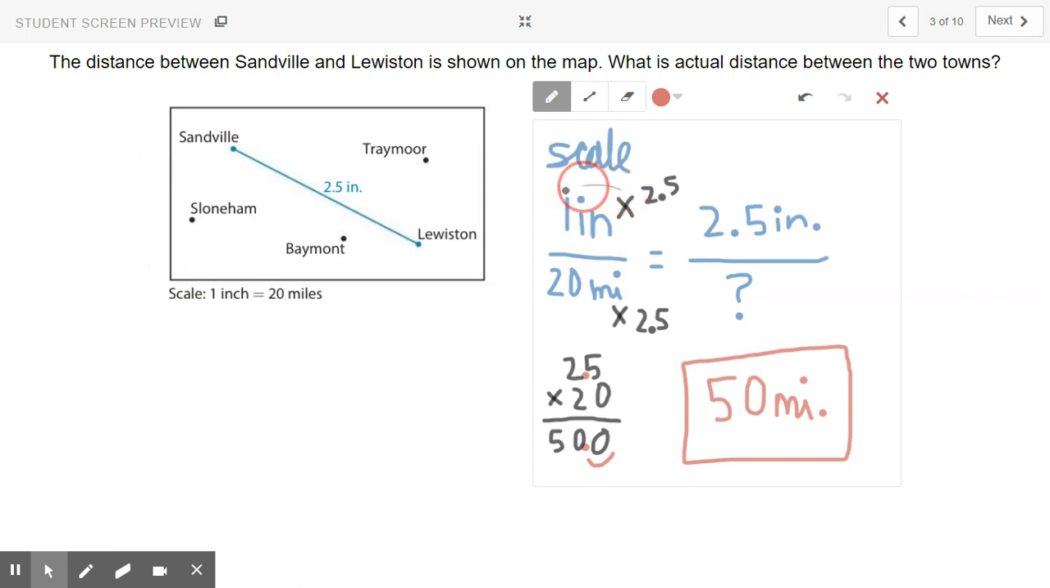The first thing I would do is take the scale and then we could set up our proportion. Now on the map, it's 2.5 inches. So I'm going to write 2.5 inches on top because that's the map's distance. What I'm trying to find is the actual distance. Looking at this, 1 times 2.5 is 2.5. So 20 times 2.5, I show that work on the bottom. Act like you're multiplying whole numbers, then put the decimal back in, and the answer is the actual distance is 50 miles between Sandville and Lewiston.